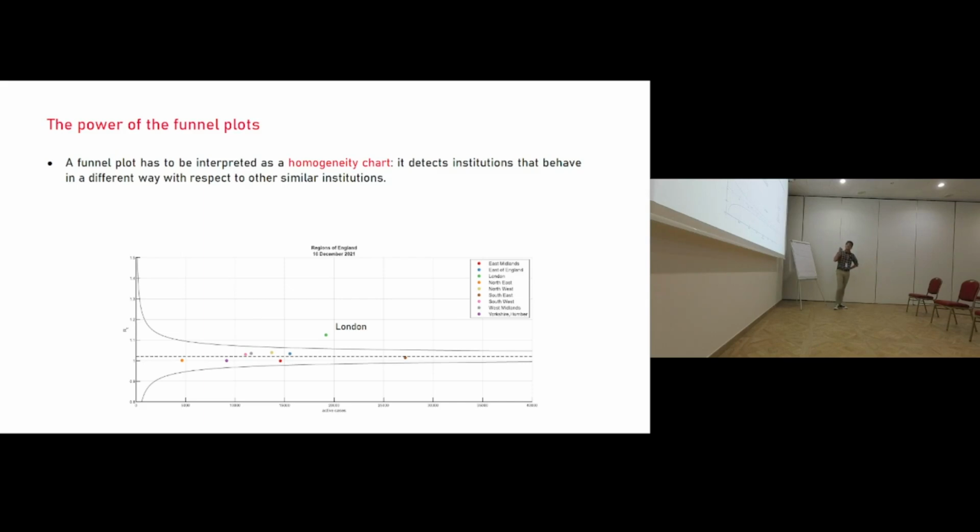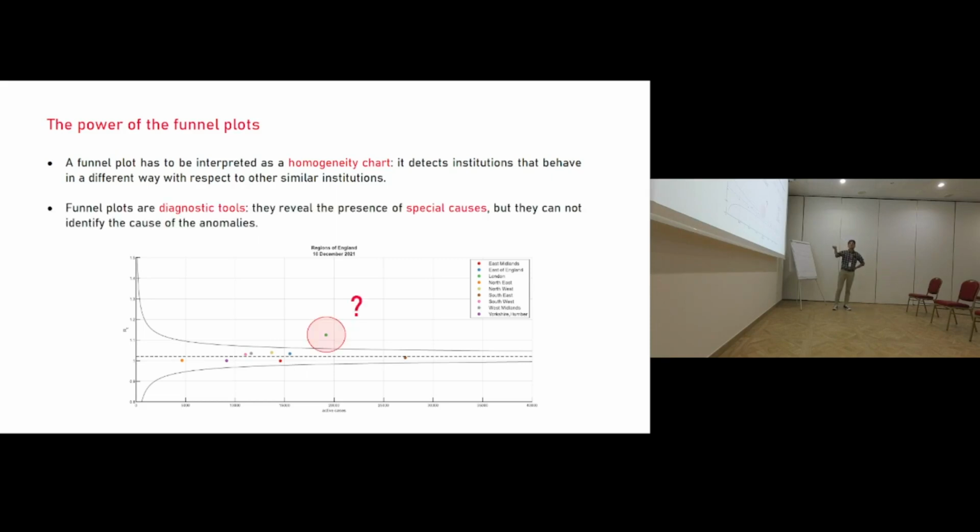In this sense, a funnel plot has to be interpreted as a homogeneity chart, in the sense that it detects institutions that behave in a different way with respect to other similar institutions. Of course, funnel plots are only diagnostic tools. They reveal the presence of these special causes, but they cannot identify the cause of the anomalies. So further investigations are always required.